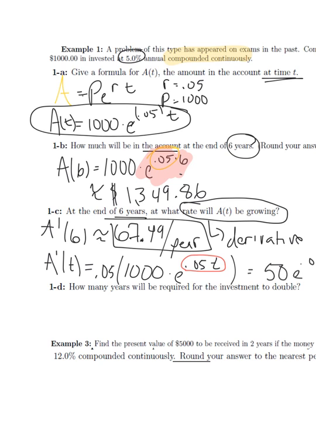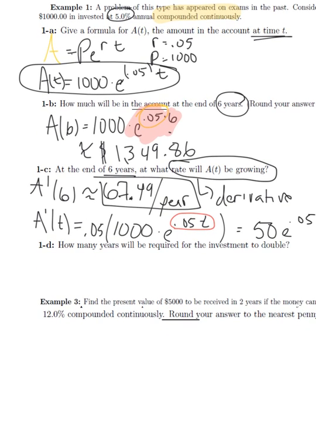This last problem is another one that's really good. It flips the switch, kind of. Now we have an amount, and it asks how long it took. How many years will it require to double our investment? To double, if we started off with $1,000 times e to the 0.05t, what's a double of 1,000? It's 2,000.